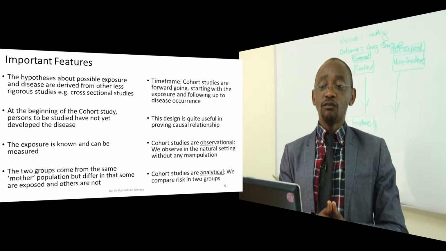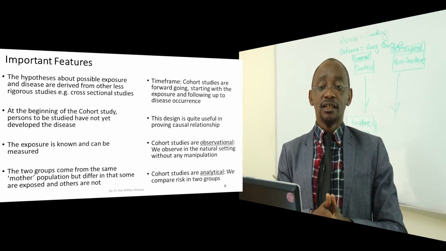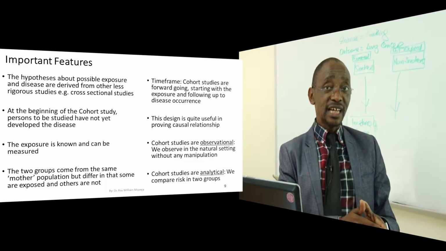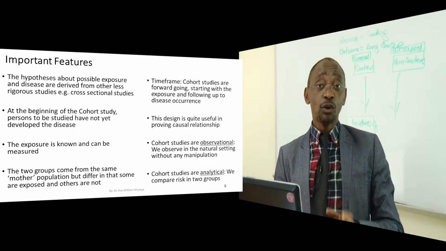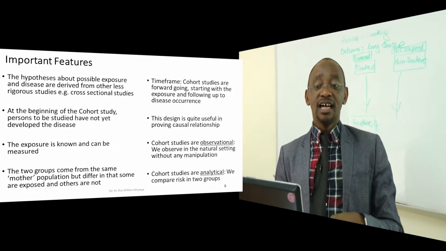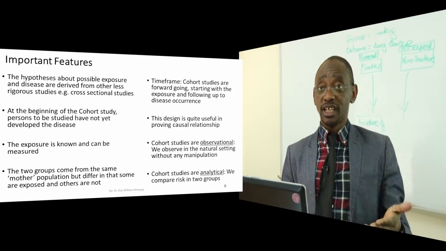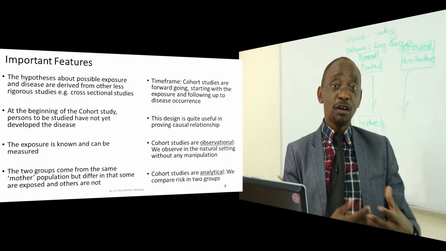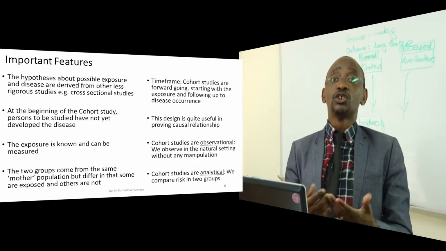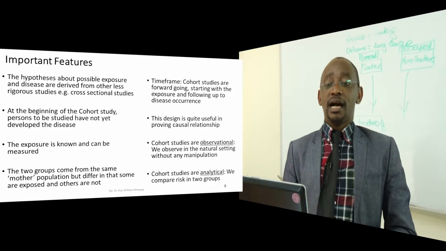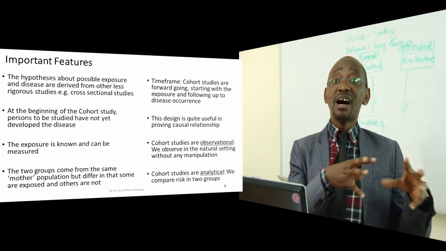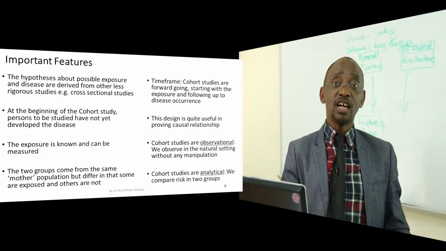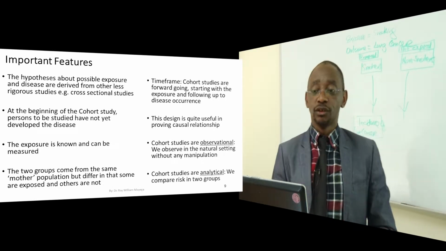Now, at the beginning of the cohort study, the persons who are studied, that is both the exposed and the non-exposed, have not yet developed the disease. And the exposure of interest should be known and should be measurable. So we should be able to determine whether someone smokes or does not smoke. And the two groups come from the same mother population. So we get people from the same population so that the findings can be generalized to that population.